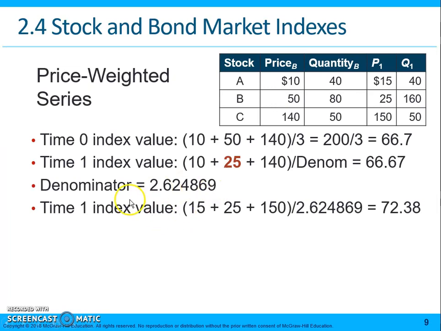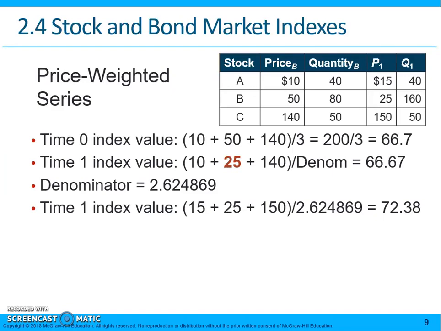So the value of the index at the end of the period is the stock prices at the end of the period, 15 plus 25 plus 150. This made it simple here, since the stock price effectively didn't change for stock B. It would be a little more involved if you didn't have that. So we add those up, divide by 2.624869, and we get an ending index value of 72.38. We talked about this a little bit in the lectures.